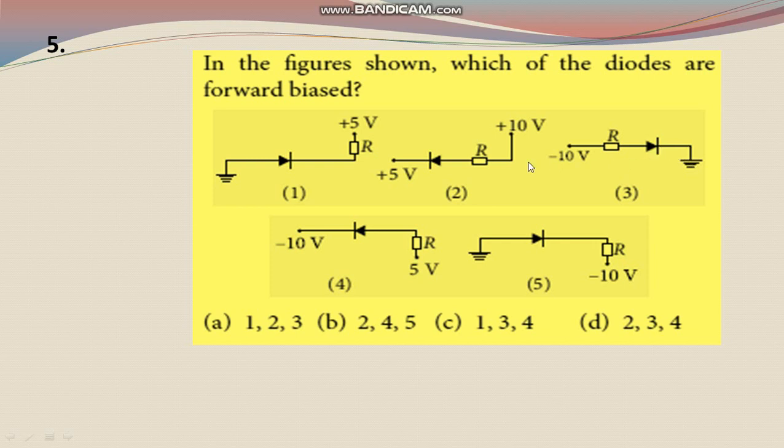bias. So when we are observing the options, 2 is forward bias but 3 is not a forward bias. So in answer 2 starts B and D only, and 3 is not a forward bias. So our answer is B. B is the answer.